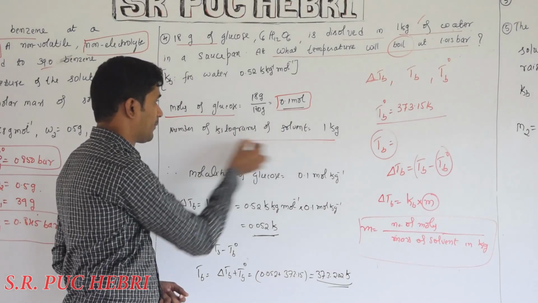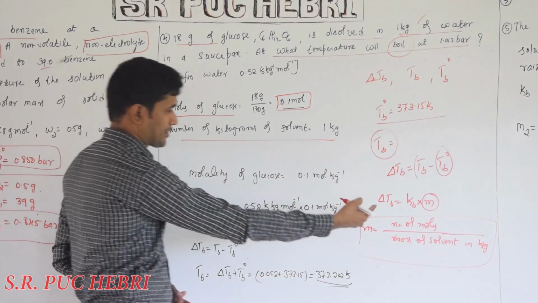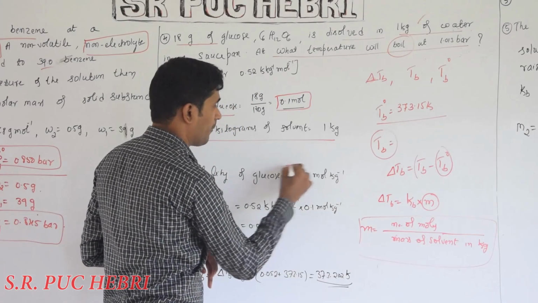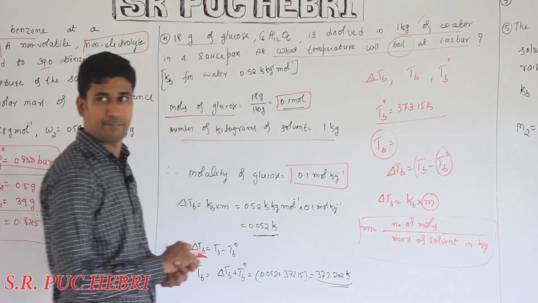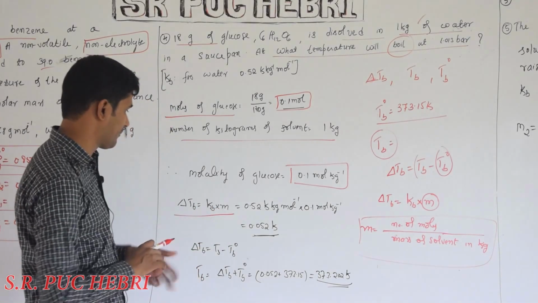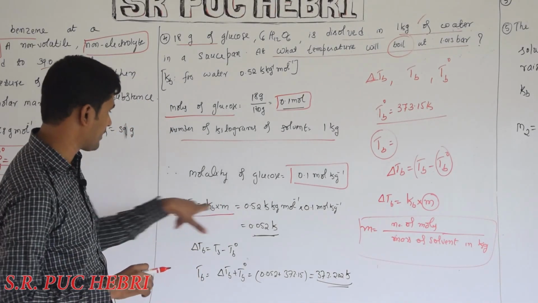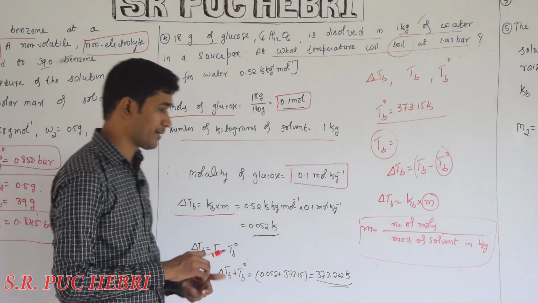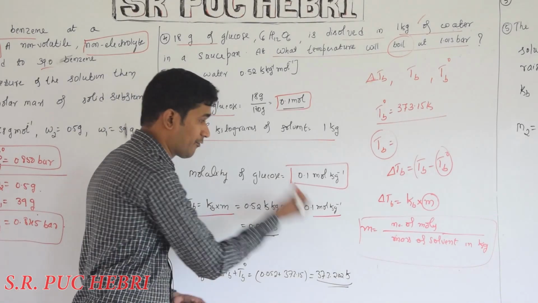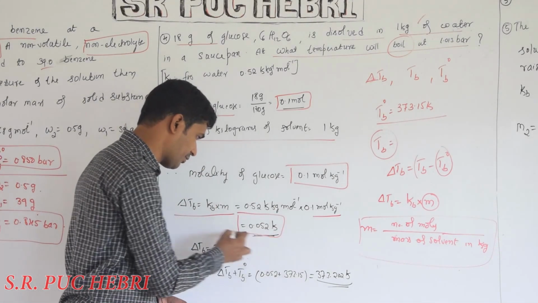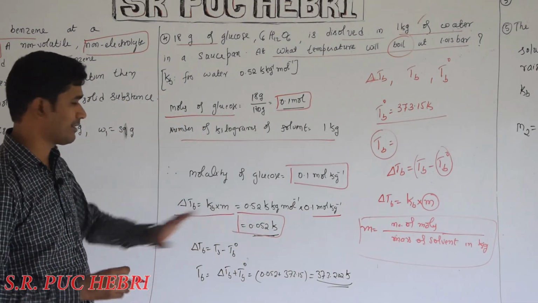Now, the molality is how much? You substitute the things in this formula. m, molality, is equal to 0.1 mole per kg. Next, delta TB is equal to Kb into m. You got the value of m now. Delta TB is equal to Kb, which is given as 0.52 Kelvin kg per mole, into molality 0.1 mole per kg. So delta TB is how much? 0.052 Kelvin. You substitute and you will get this answer.